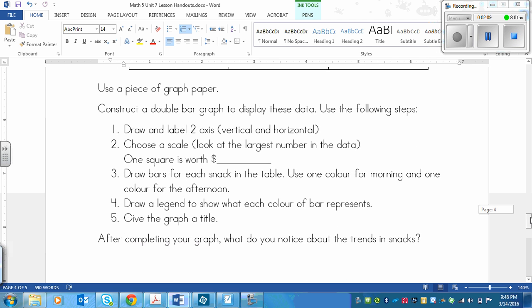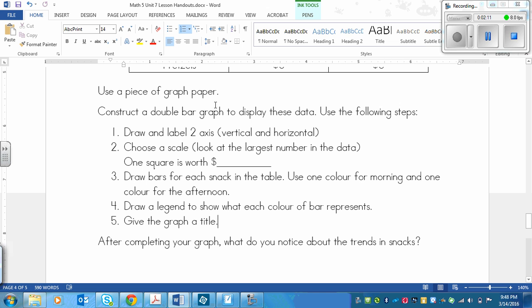Now here are the instructions. So you're going to need a piece of graph paper, and what you're going to do is to construct a double bar graph to display the data. You will use the following steps. So first, you are going to draw and label two axes, a vertical and a horizontal. So that big L shape. Don't make your graph too tiny because then it'll be hard to read the data.